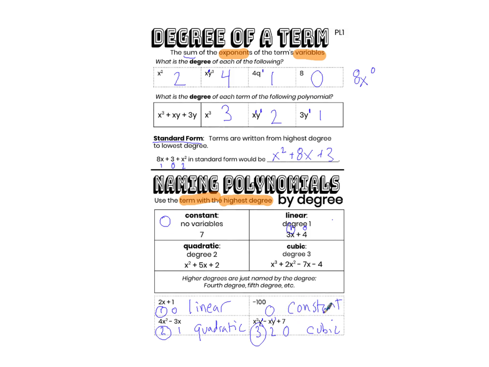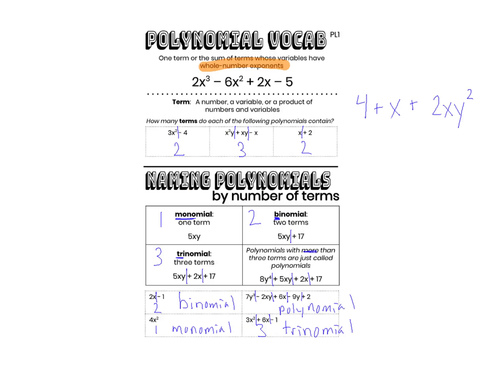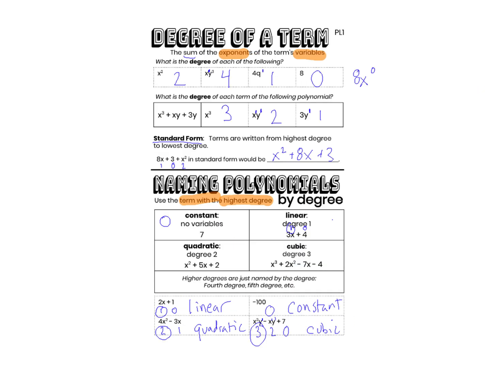Now we are able to name polynomials in 2 ways. We can name the polynomial based on the degree: 0 constant, degree 1 linear, degree 2 quadratic, degree 3 cubic, and then also based on number of terms: 1 term monomial, 2 terms binomial, 3 terms trinomial. Mastering this vocab takes some practice, so you'll practice naming by terms, naming by degree, and then naming by both. Like we talked about, linear binomial, constant monomial, quadratic binomial, cubic trinomial.